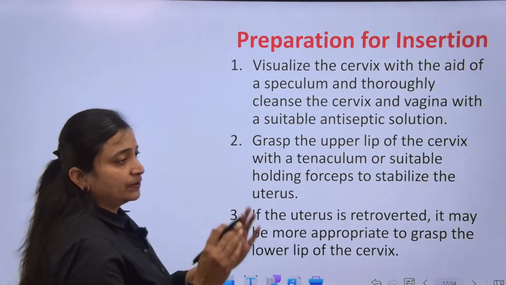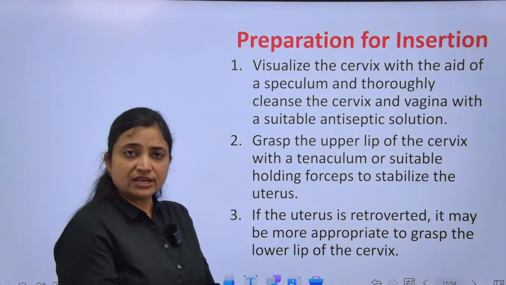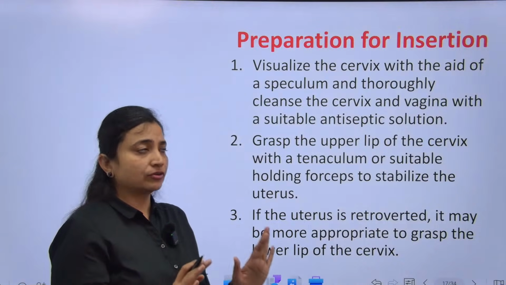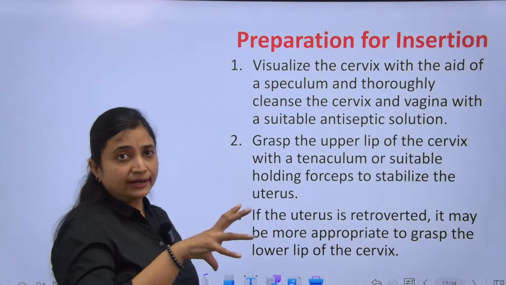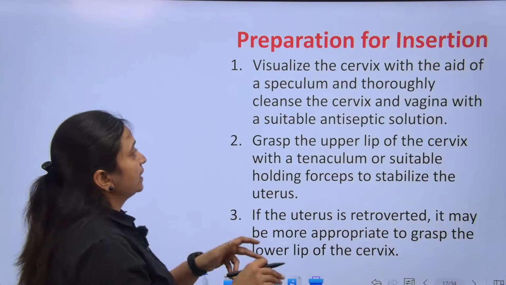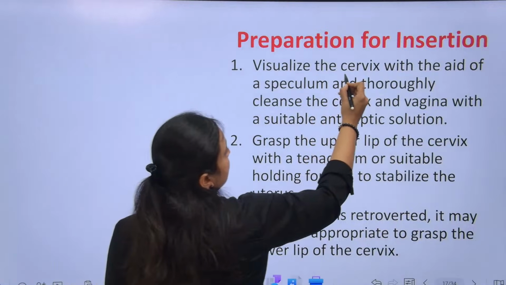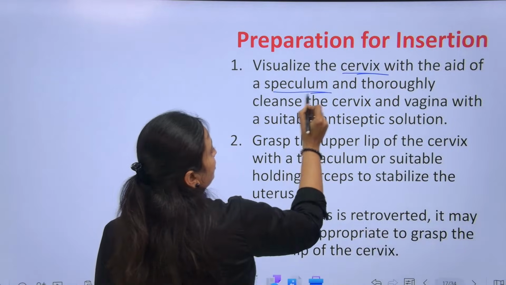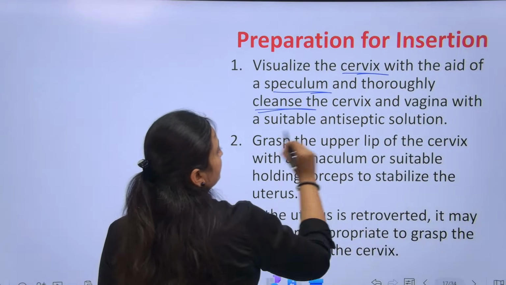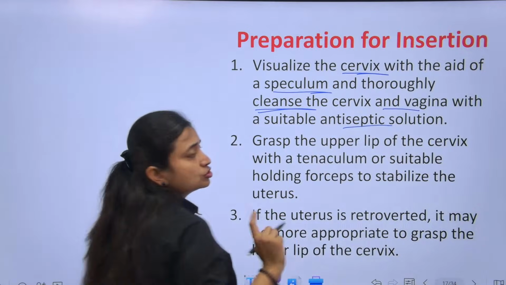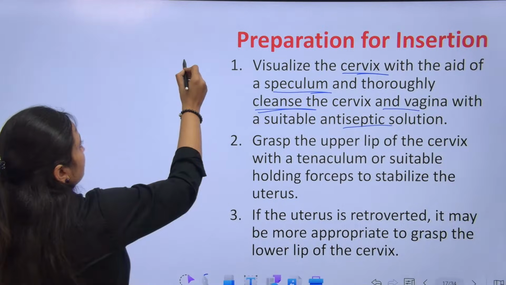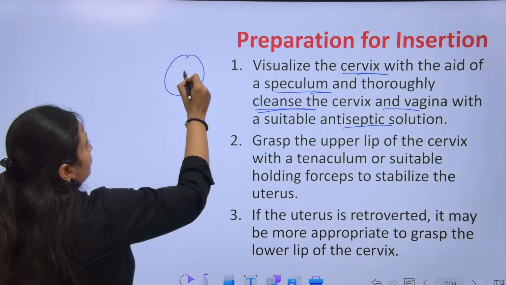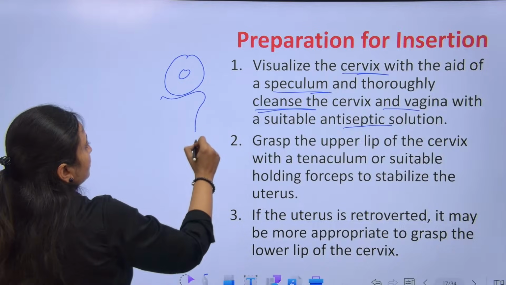So now the patient is on the table. You have done a vaginal examination and you are ready for the insertion. Have a good light source. Put a speculum and visualize the cervix with the aid of a speculum and thoroughly cleanse the cervix and vagina with a suitable antiseptic solution. So the cervix will look something like this from your speculum.